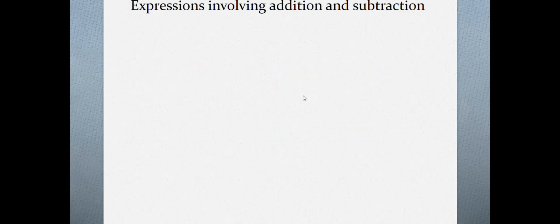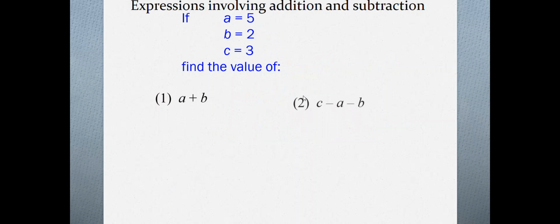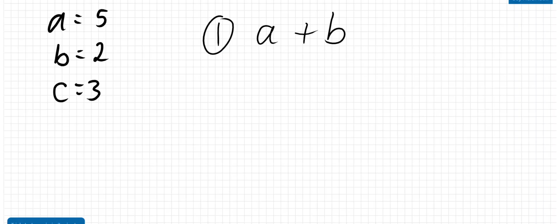Okay, so these expressions that we'll be doing involve addition and subtraction. So here are our two questions. We've got, if A is equal to 5, B equals 2, C equals 3, can you now evaluate or find the value of this one here, A plus B, and number 2, C minus A minus B? So have a go first. So replace those variables or those pronumerals with the numbers given and see what you get.